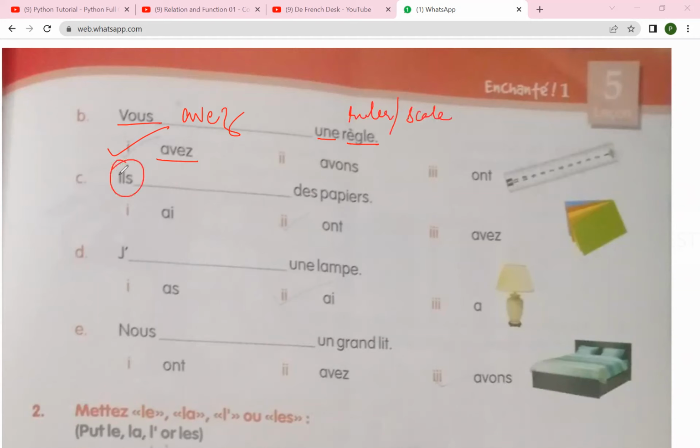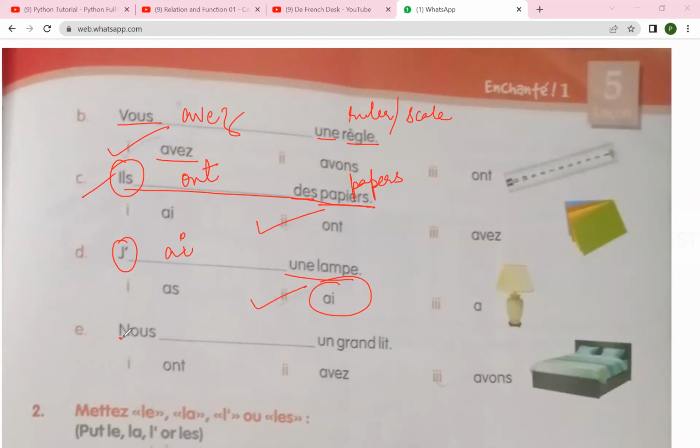Ils is third person plural. So you know you will make use of ont. So ils ont des papiers. So ils ont des papiers. Papers. They have some papers. With je you always have ai. So the second option becomes correct. J'ai une lampe. I have a lamp.